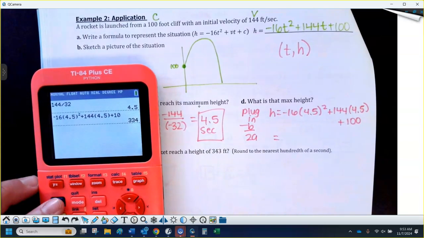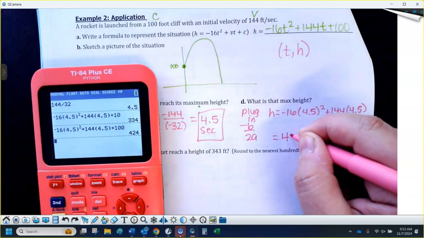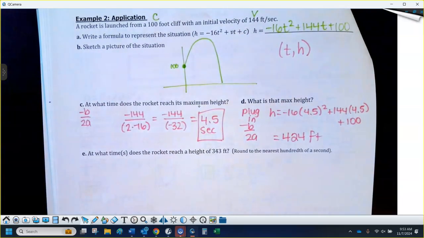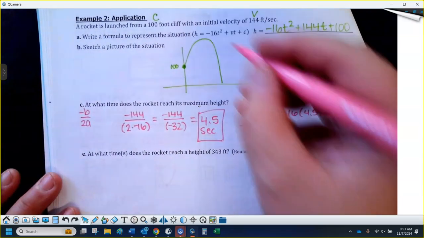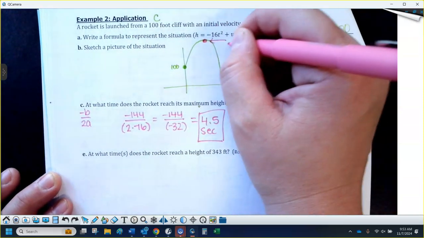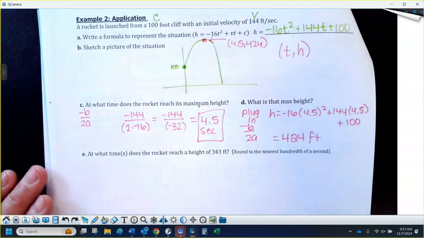Oh shoot, plus 100. All right. 424, and the height is in feet. So that'll be the maximum height. And I should not have drawn that so close to that. But there's my vertex. It would be 4.5 and 424.